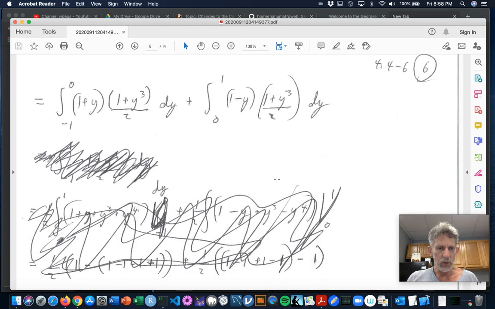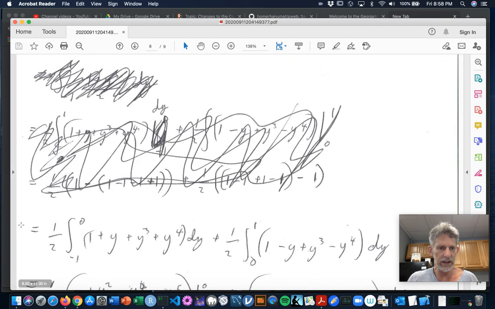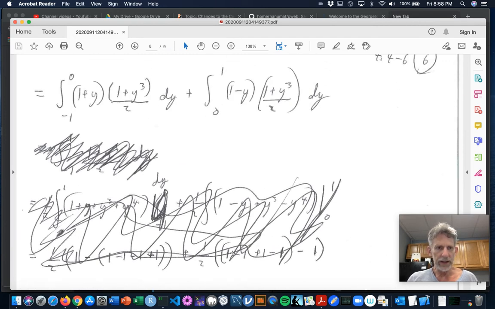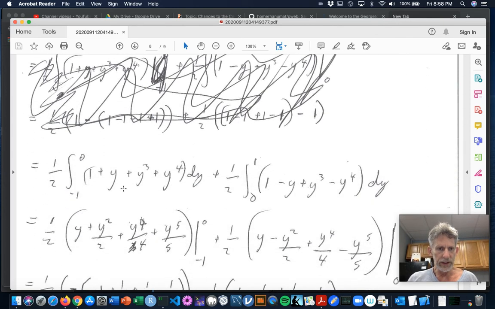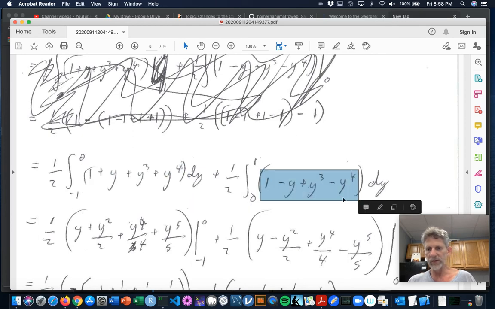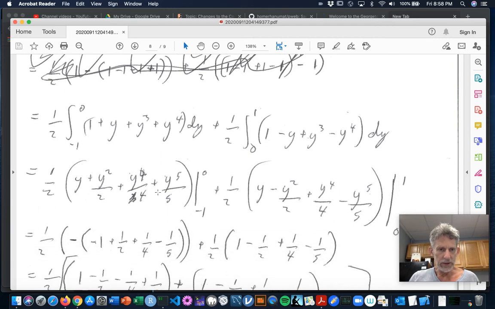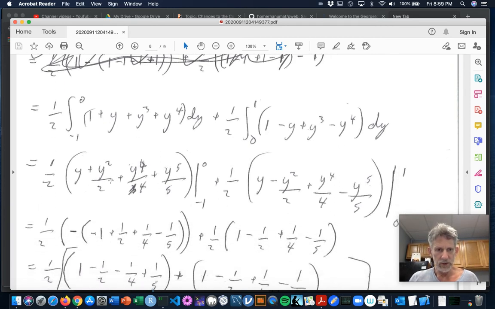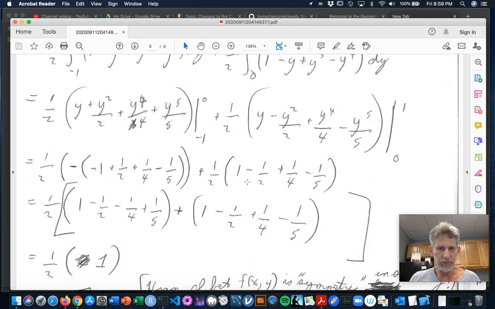And at this point, I could take the halves outside of the integrals, and I could multiply. I could FOIL out this, and I could FOIL out this. When I do, I get this for the first integral, and I get a couple of negative terms here in the FOIL on the second integral. And then I just apply my fundamental theorem of calculus. So that's this step here. And then I evaluate between the specified numbers.